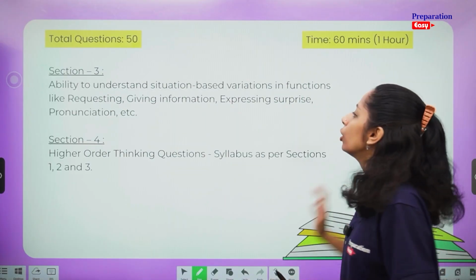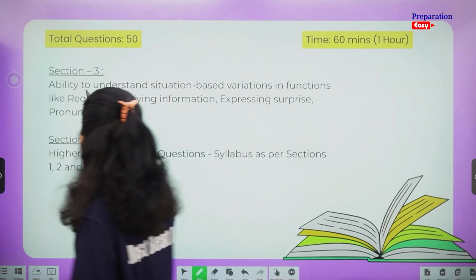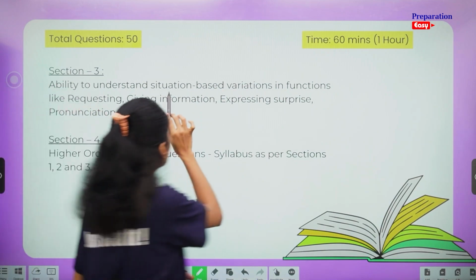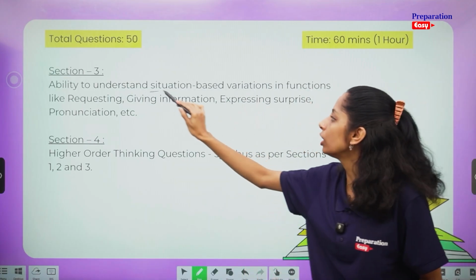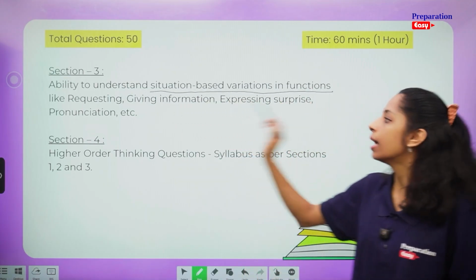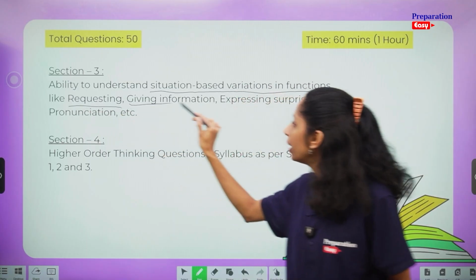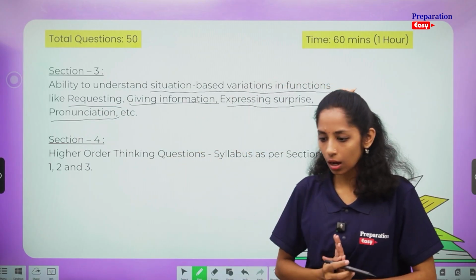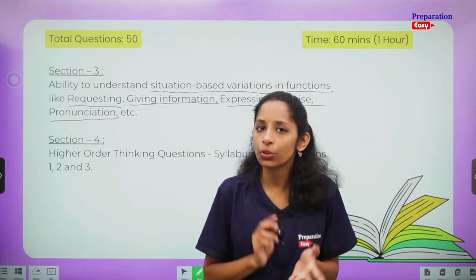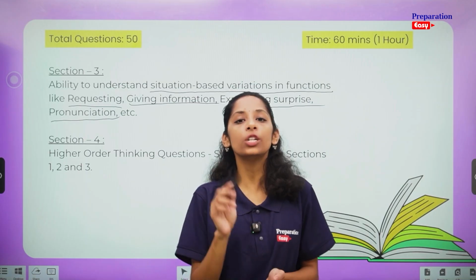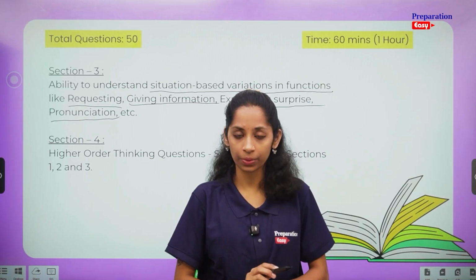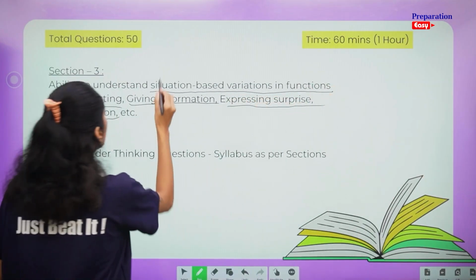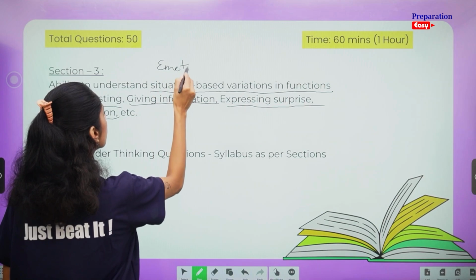Now moving forward to section 3. So here is section 3. It is all about the ability to understand situation-based variations in functions like requesting, giving information, expressing surprise or pronunciation. For section 1 and section 2, you need to read and understand. But now in section 3 there is a twist. What is it? It is your emotional intelligence.